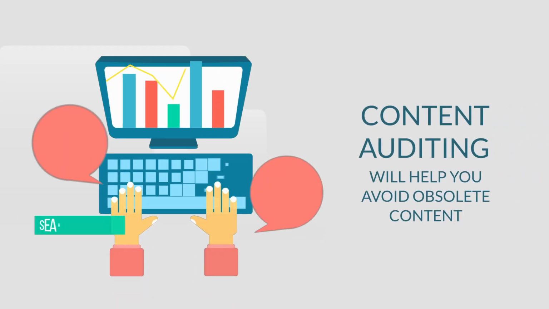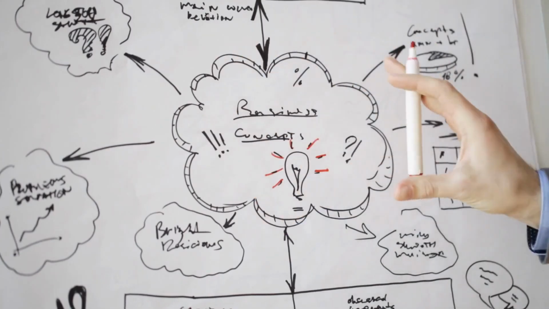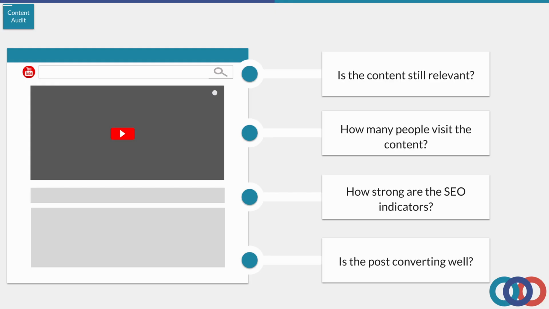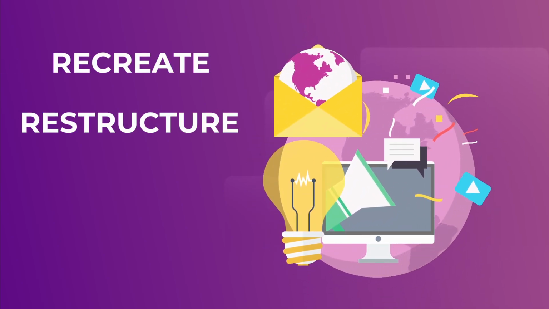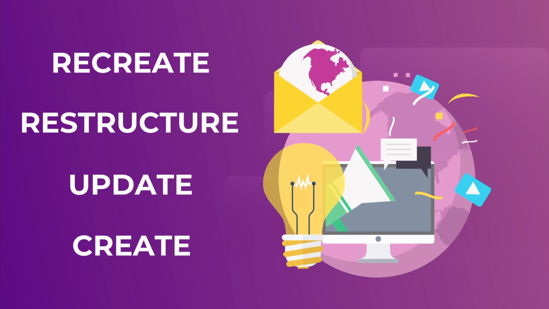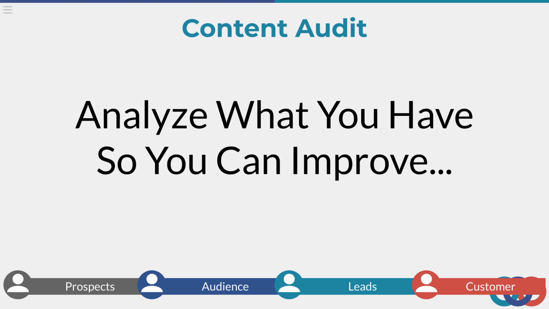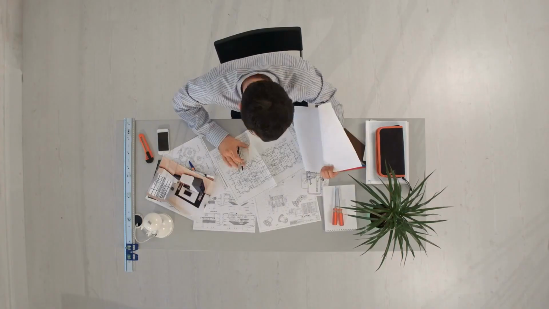Content auditing will help you avoid obsolete content, so when you plan your content marketing this time around, you can make sure that the content you are going to produce is relevant to your ideal customer and, of course, goals. From there, you can decide what posts you might want to recreate, restructure, update, or really just create a new topic altogether. Bottom line is, the content audit will give you a chance to analyze what has worked for you in the past or what is working for your competitors so that you're making relevant content moving forward.